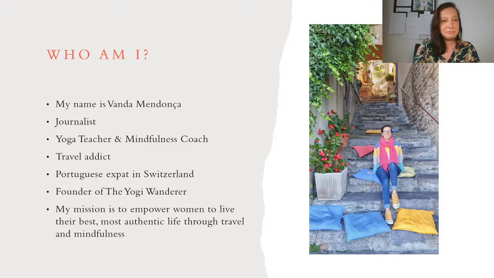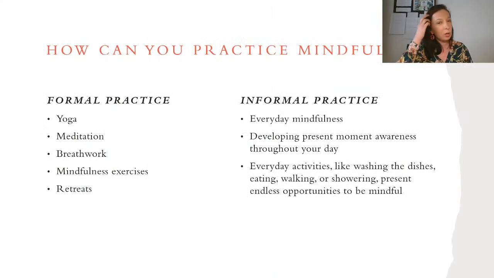We can go on. So today, as I said, we are going to talk about how you can start implementing mindfulness into your daily life. We can practice mindfulness in two ways: a formal practice and an informal practice. A formal practice is when you take some time of your day to sit and practice. When you practice yoga, meditation, breathing exercises, mindfulness exercises, or even when you go on a retreat. So any time that you take some time of your day to formally practice.